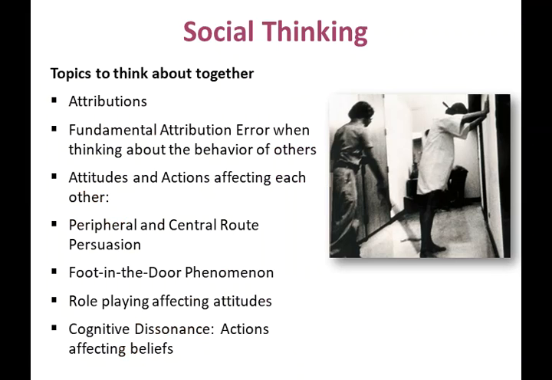So social thinking covers a whole bunch of topics. We'll be looking at some of these as we go through this lecture. Topics will include such things as attributions, which also includes the fundamental attribution error. We'll also be looking at attitudes and actions affecting each other. We'll look at persuasion, peripheral and central routes to persuasion, a phenomenon known as foot in the door, and how role-playing can affect our attitudes and behavior. And we'll also look at the concept of cognitive dissonance and how actions have the ability to affect our beliefs.